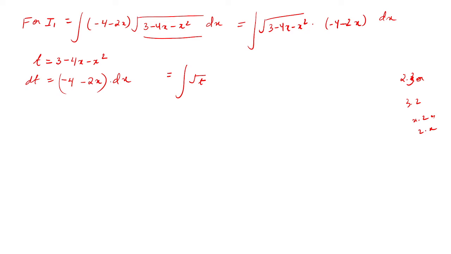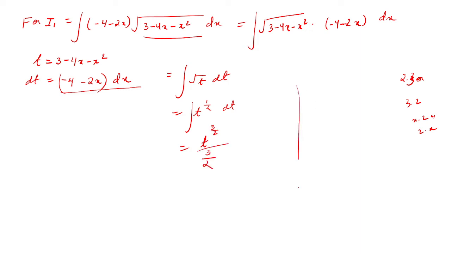Minus 4 minus 2x into dx, you look at this, is what? dt. So replace that, okay? So now we are integrating with respect to t, so the integration of square root of t is t to the power half. So this becomes t to the power 3 by 2 and 3 by 2.